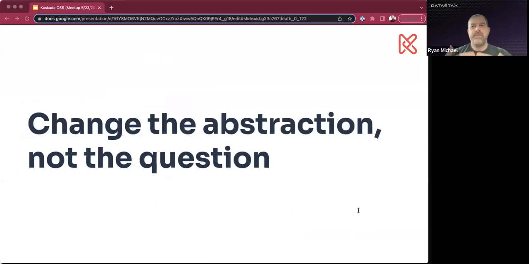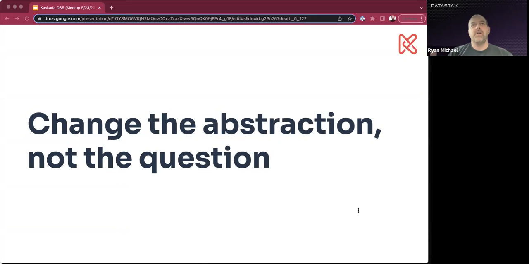And so our theory of the case here is that what we ought to do is change the abstractions, not the problems we're trying to solve. Oftentimes what you find yourself doing, or what I find myself doing at least, is trying to tweak the problem statement so that it's something that I can express fairly easily, or an operation that I can implement fairly efficiently using the tools I have at hand.